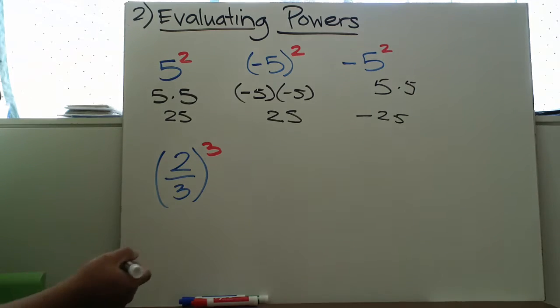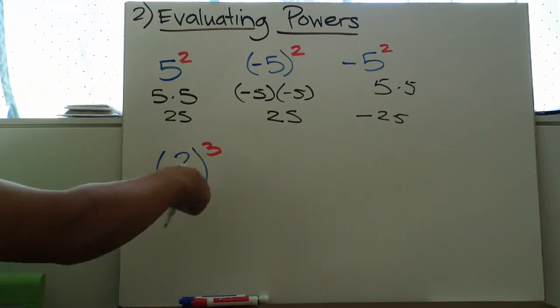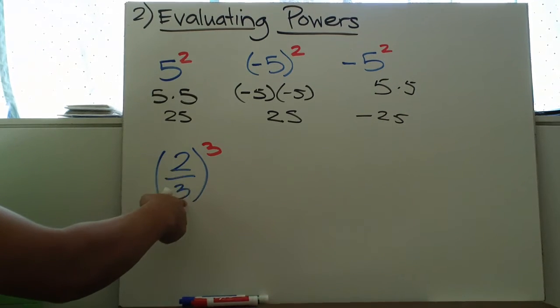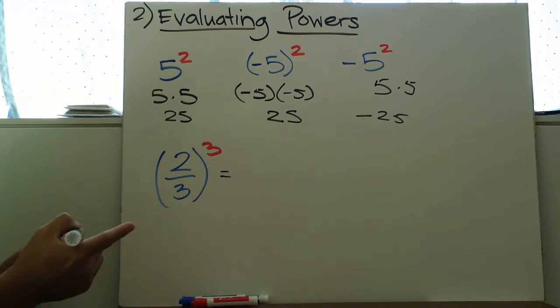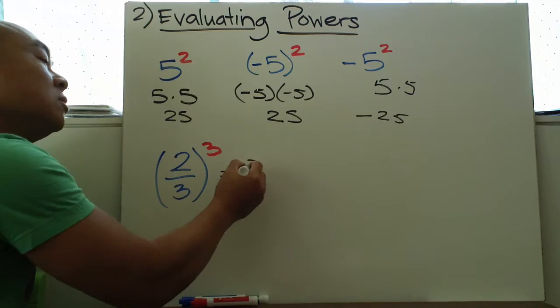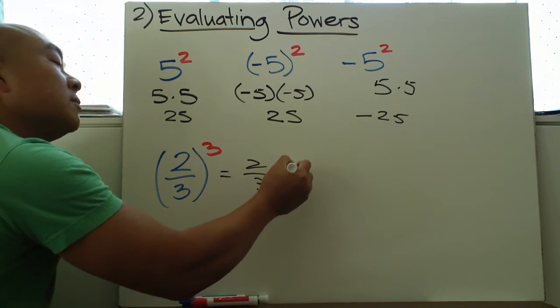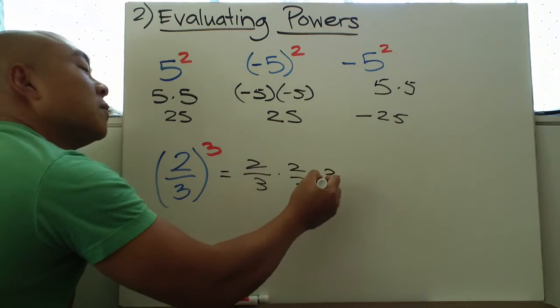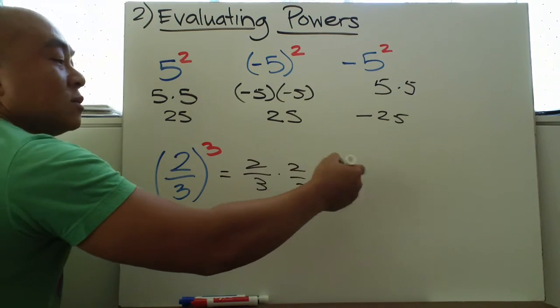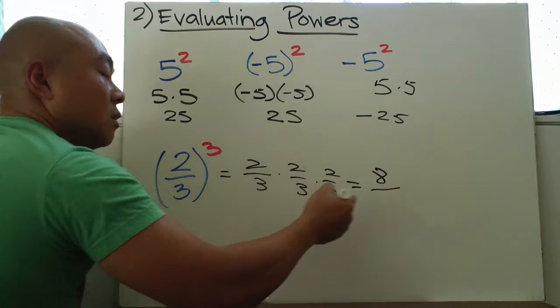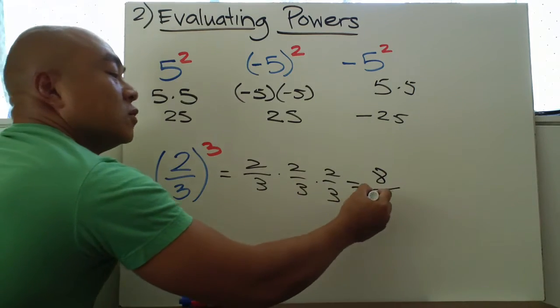Alright, now look at the fraction. Same deal here. You have 2/3 to the third power. 3 means you're going to go and write this 3 times and multiply them as factors. 2/3 times 2/3 times 2/3. Multiply it out. 2 times 2 times 2, that's going to give you 8. 3 times 3 times 3, that's going to give you 27.